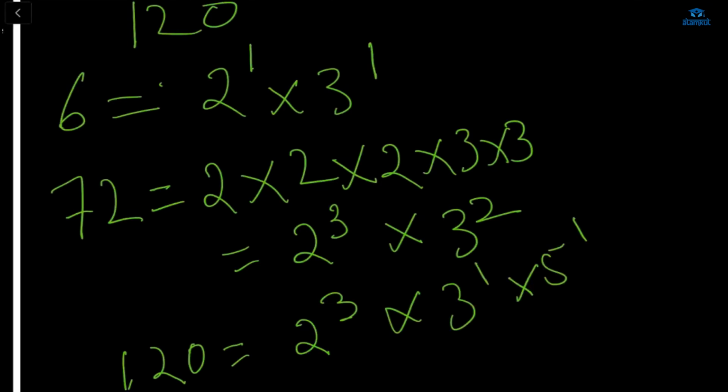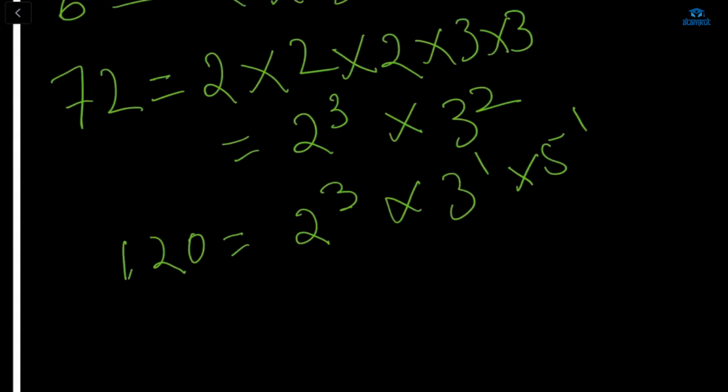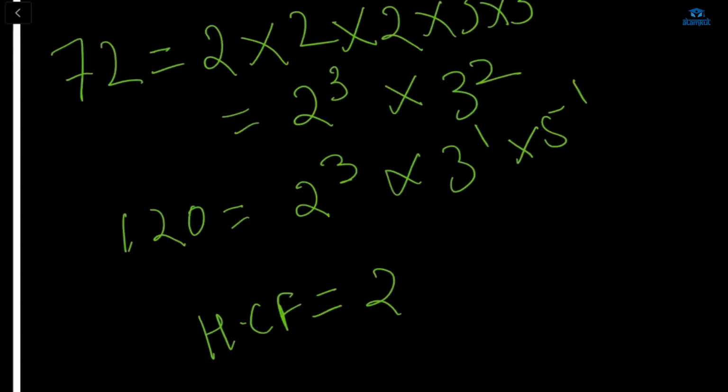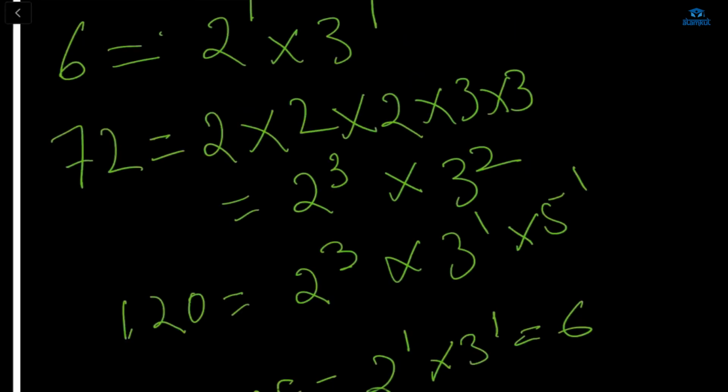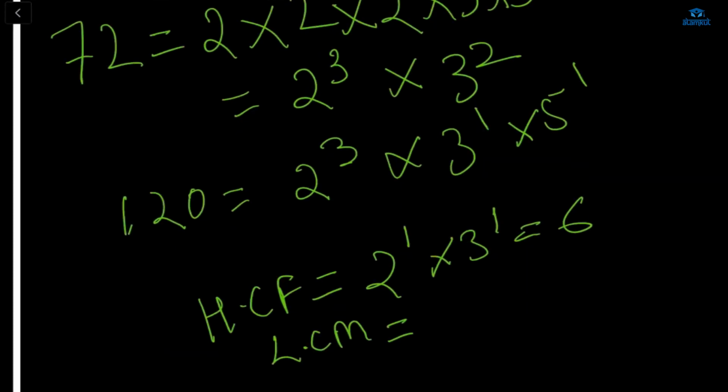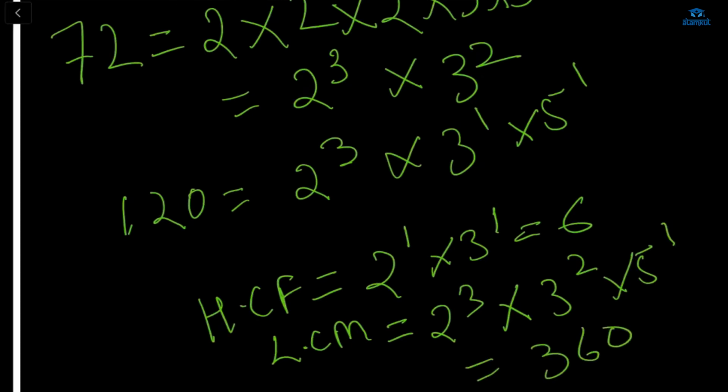Now to find the HCF of the three numbers, you take the least power of the common prime factors. Here 2 to the power 1 and 3 to the power 1 are the least powers. So the HCF of 6, 72 and 120 is 2 to the power 1 into 3 to the power 1, that is 6. For the LCM, you take the highest power: 2 to the power 3, 3 to the power 2 and 5 to the power 1. That is 2 cubed into 3 squared into 5, which is 360. So this is the LCM of 6, 120 and 72.